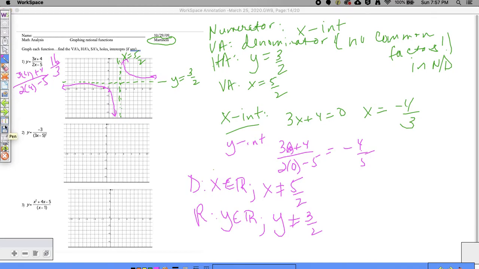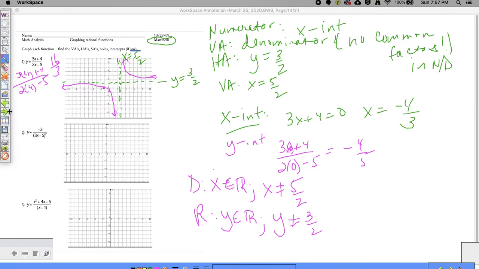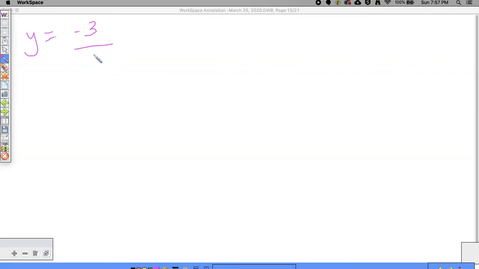I think I'm going to go to a new page. Okay? So if I recall, it's y is equal to negative 3 over, I can't believe I can't remember what it is, but that's why we get to go back. 3x minus 5 quantity squared. Okay. So this is going to be 3x minus 5 quantity squared. I couldn't make this easy, right? Okay. So let's take a look at a couple of things here.